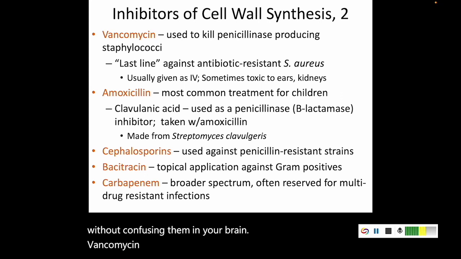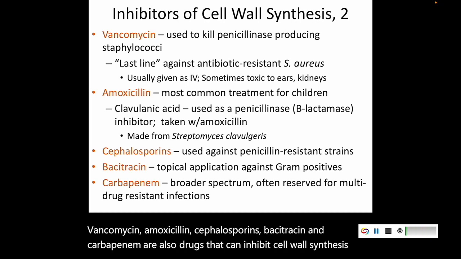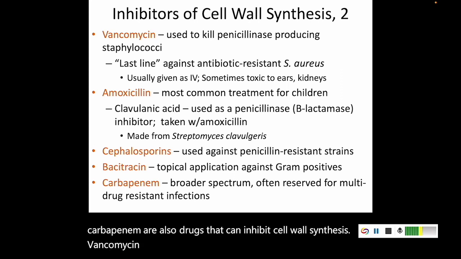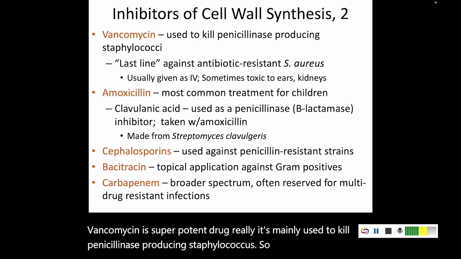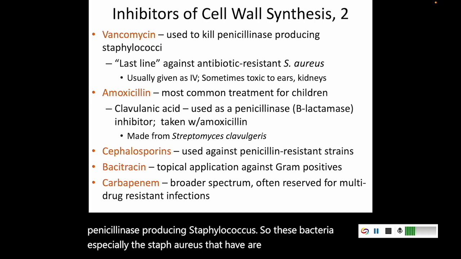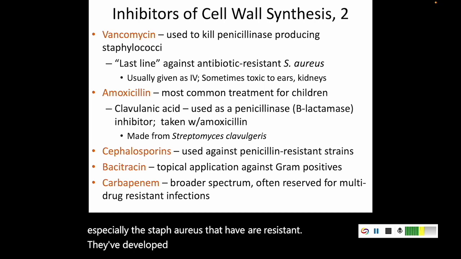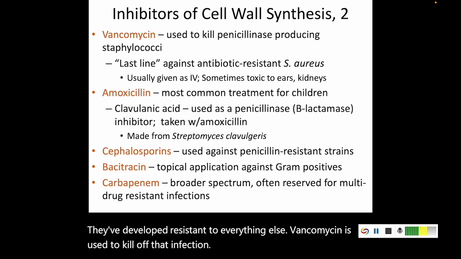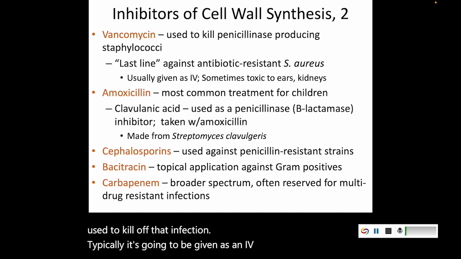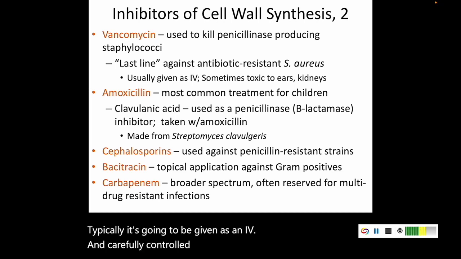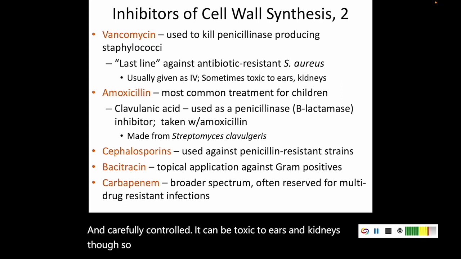Vancomycin, amoxicillin, cephalosporins, bacitracin, and carbapenem are also drugs that can inhibit cell wall synthesis. Vancomycin is a super potent drug. Really, it's mainly used to kill penicillinase-producing staphylococcus. So these bacteria, especially the Staph aureus, that are resistant, they've developed resistance to everything else. Vancomycin is used to kill off that infection. Typically, it's going to be given as an IV and carefully controlled. It can be toxic to ears and kidneys, though, so it is not the first one you're going to turn to.